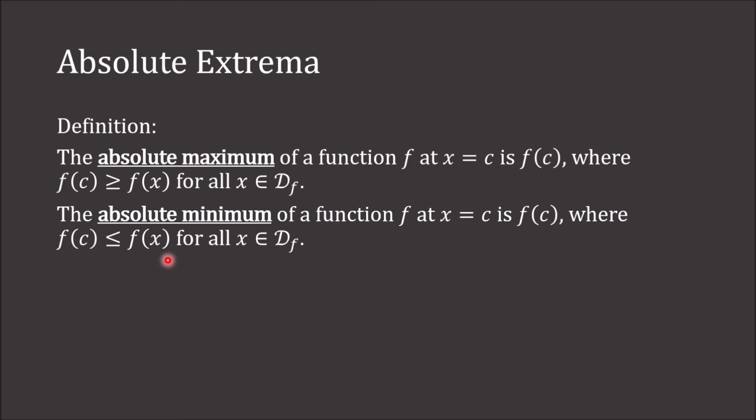To be an absolute maximum, a function can have only one absolute maximum, and it is the largest value of the function over its domain. Likewise, a function can have at most only one absolute minimum, and that is the smallest possible value that function can take over its domain. And so that concludes our study of the behavior of functions.